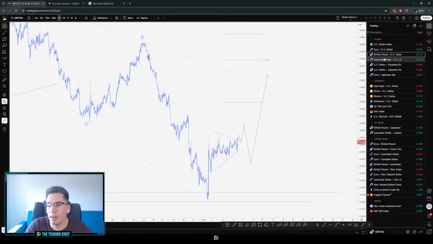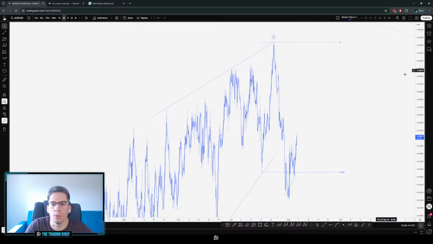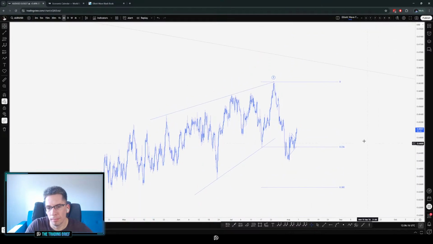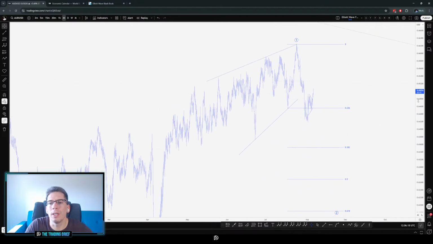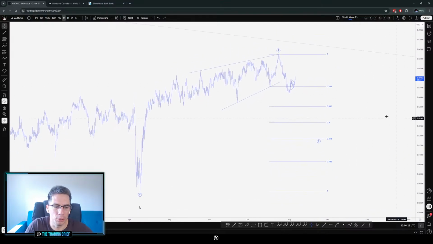Sorry, this was pound. So Aussie, same story. We got the triangle moving higher, but here we see that move higher to the 4-hour time frame. But we are looking here at a larger picture.